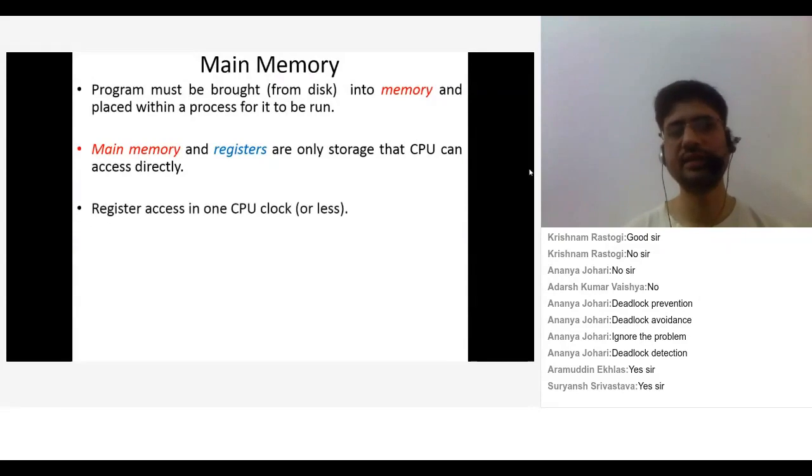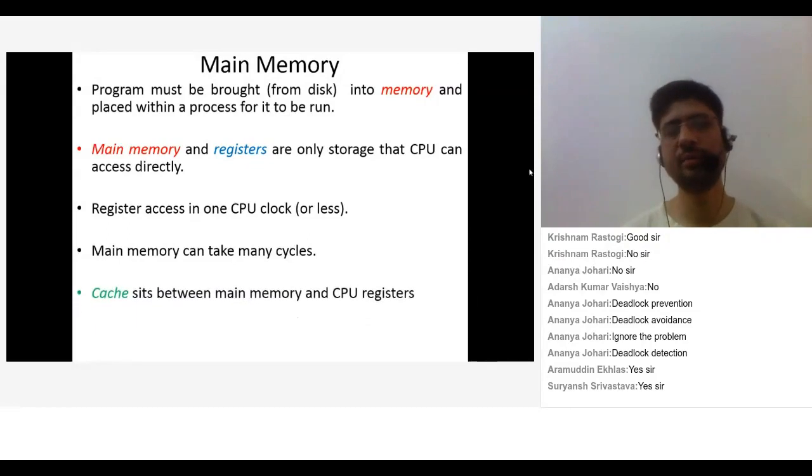To access a register, the CPU takes one CPU cycle or less because it is very close to the CPU. Accessing main memory can take many cycles. Now, cache sits between main memory and CPU registers. I guess you are aware of what cache memory is. It sits between the main memory and the CPU registers, which means it is faster than main memory but slower than CPU registers.